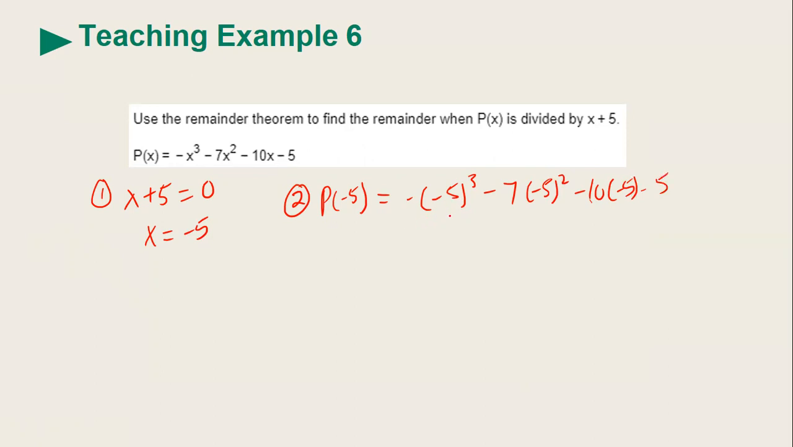So it's going to give me 5 times 5 times 5 is 125. So positive 125. 25 times 7 is 175, yeah. Okay, and then 10 times 5 is 50. Okay, so we have 125.